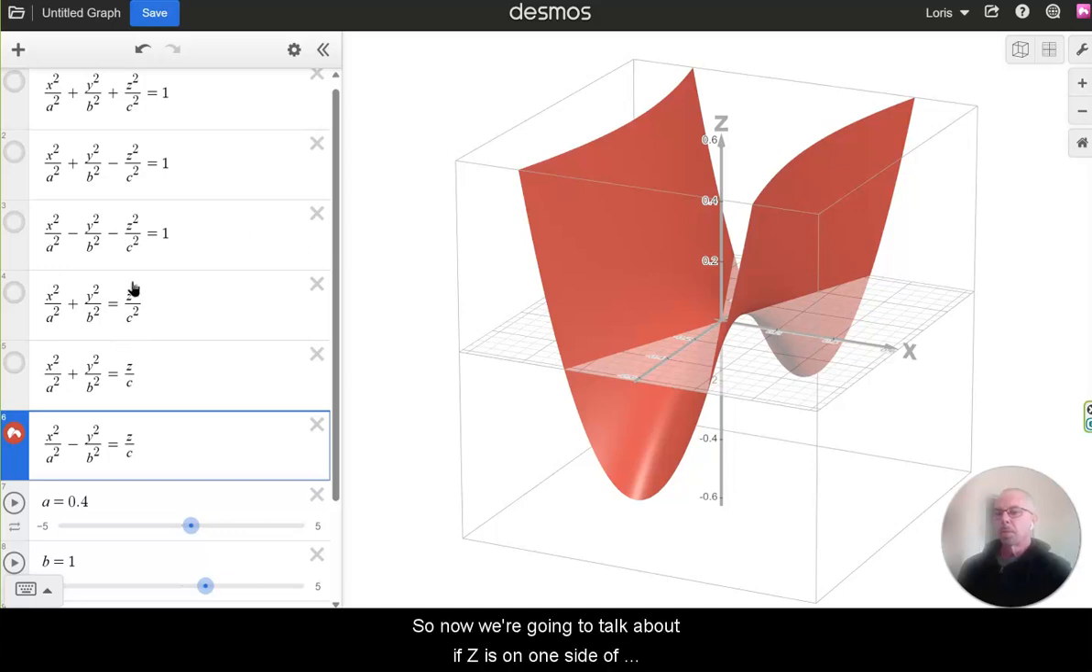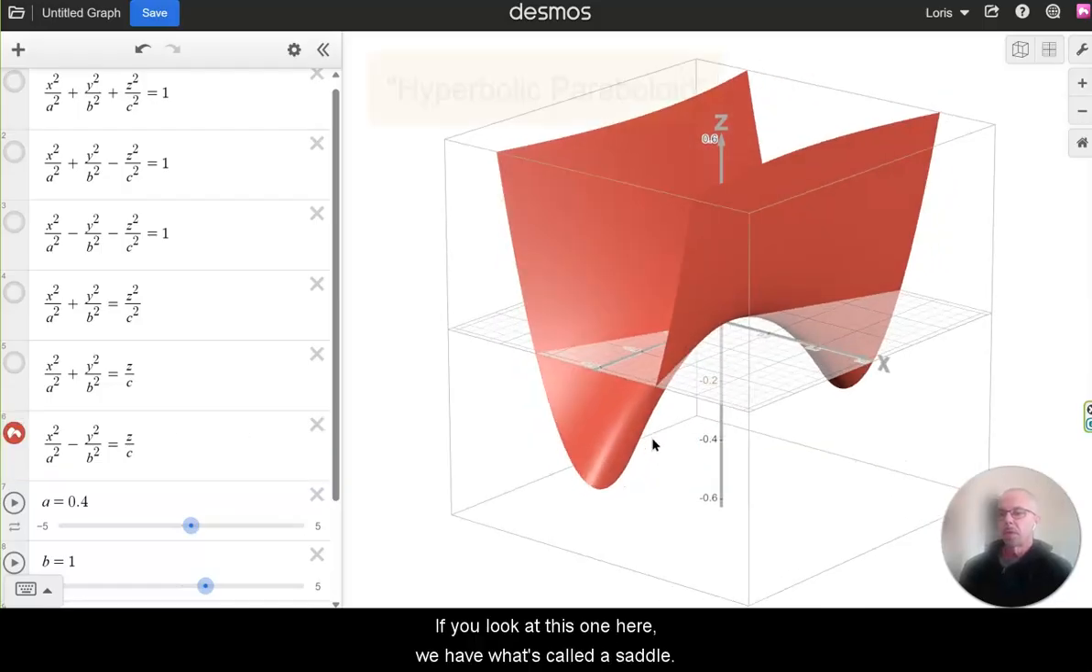So now we're going to talk about if z is on one side of the equation and it's not equal to 1. There's not an equals 1 anymore. So it's going to be an x and y on one side and a z on the other. If that's the case, if you look at this one here, we have what's called a saddle.